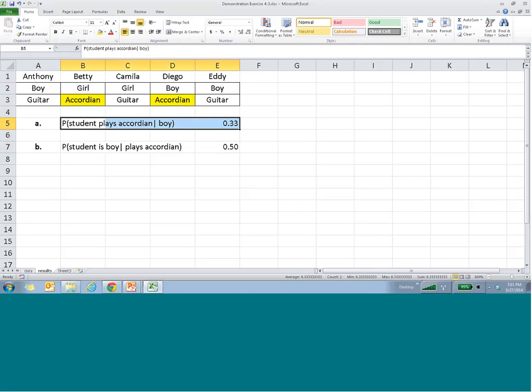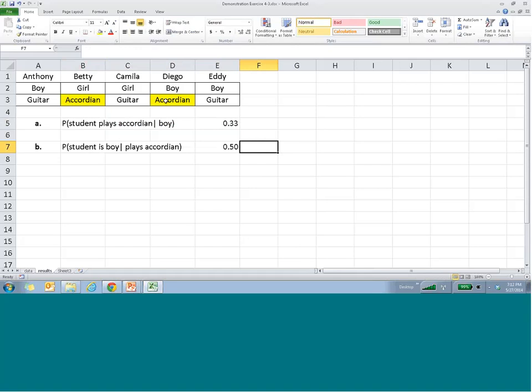So the important thing here is to recognize which question is being asked. To make sure that you address this math in the correct order, you have to recognize what question is being asked. Does that make sense? So how does that sound like A? What A is asking is, what is the probability of a student that plays an accordion given it's a boy? What is the probability that a student plays an accordion given that the student is a boy? Here it's, what is the probability that the student is a boy given that the student plays an accordion? Does that make sense?